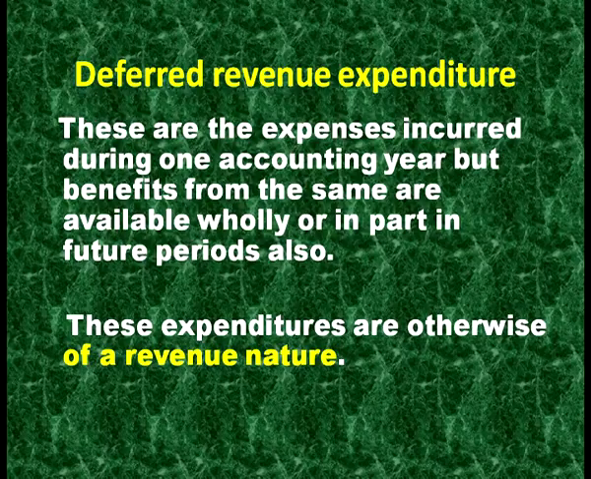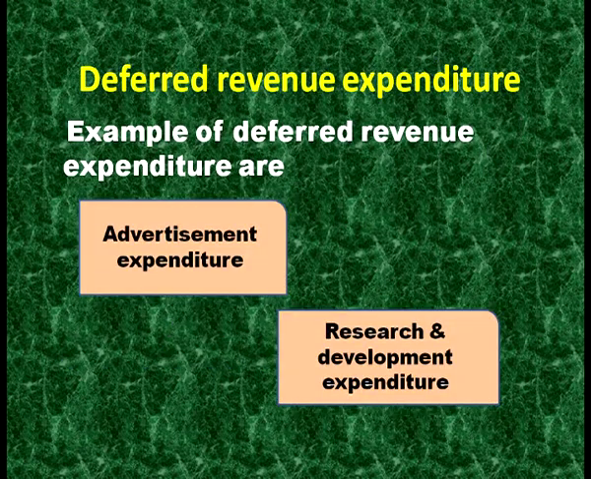There is one more revenue expenditure, which is called deferred revenue expenditure. These are the expenses incurred during one accounting year, but the benefits from the same are available wholly or in part in future periods also. These expenditures are otherwise of a revenue nature only.